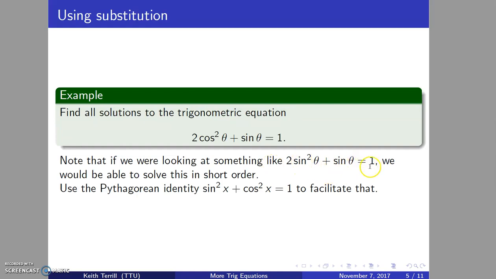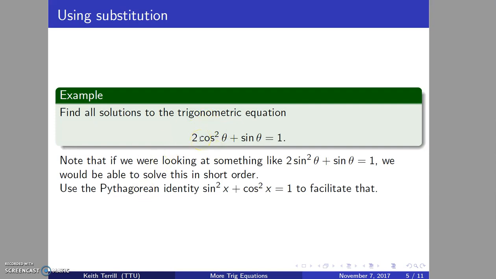Right? This would be a quadratic, right? 2u squared plus u minus 1 equals 0. Solve for u, solve for sine theta, and then finally solve for theta. But I don't have 2 sine squared, I've got 2 cosine squared.